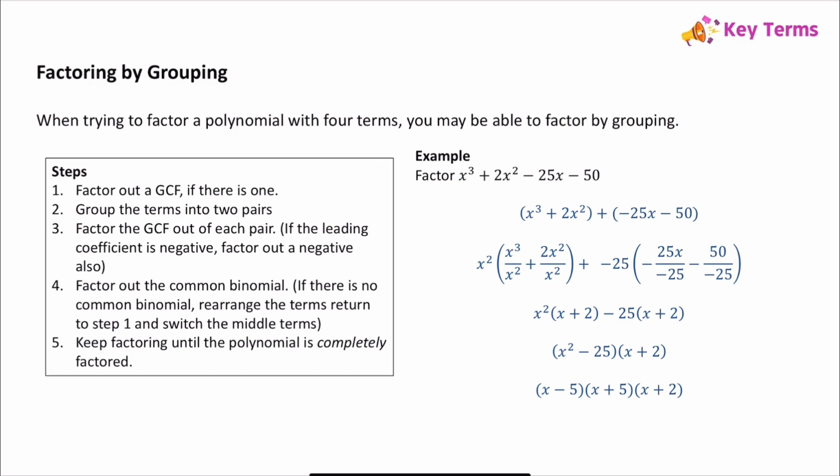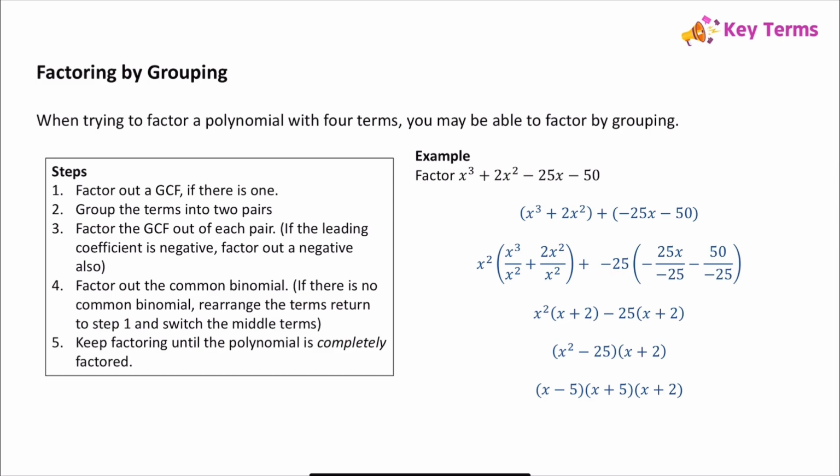In step 2, what I'm going to do is I'm going to take these 4 terms and put them into 2 groups. Okay, so that means there's going to be 2 terms in each group. So put the first 2 terms together, x cubed plus 2x squared, and then the second 2 terms together, minus 25x minus 50. Now I'm going to look at each of these groups separately and factor out the GCF. Okay, so if I look at x cubed plus 2x squared, those terms have a GCF of x squared that I can factor out. If I look at minus 25x minus 50, I'm going to factor out a negative 25.